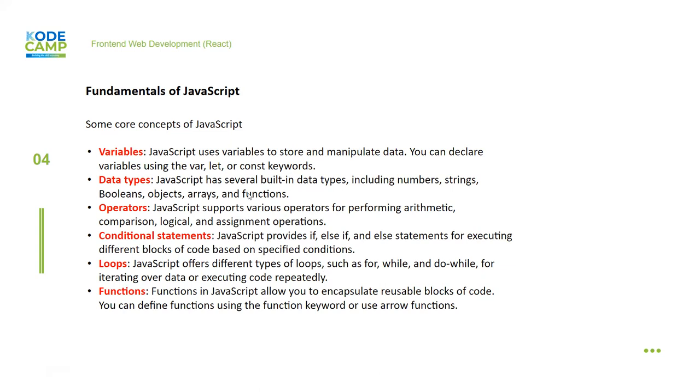So all of these have a role to play. You also have conditional statements where you use if, else statements, and so on. Then we have loops, different types of loop: for loop, while loop, do while, for iterations, and then we have functions. These are just fundamentals of JavaScript. These are things that you guys should already know.